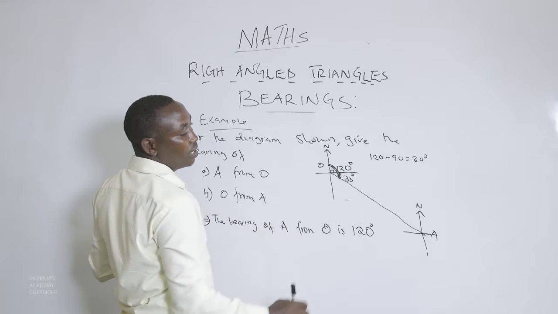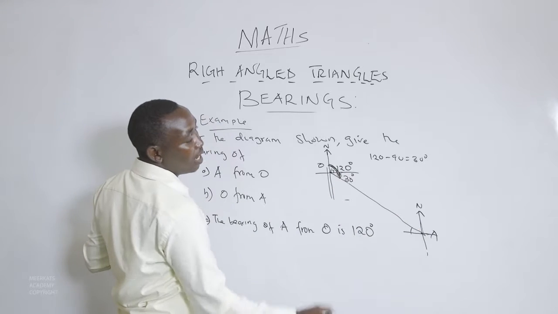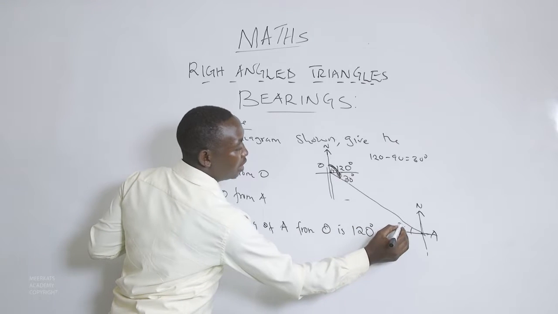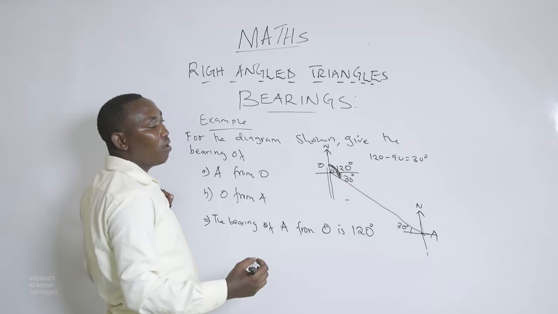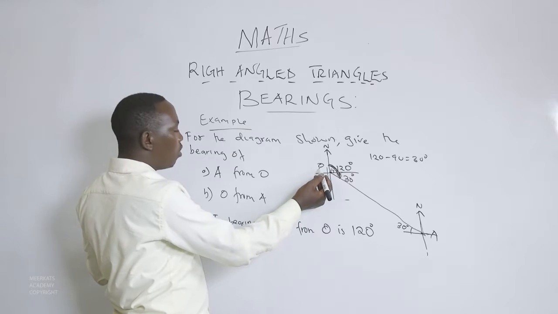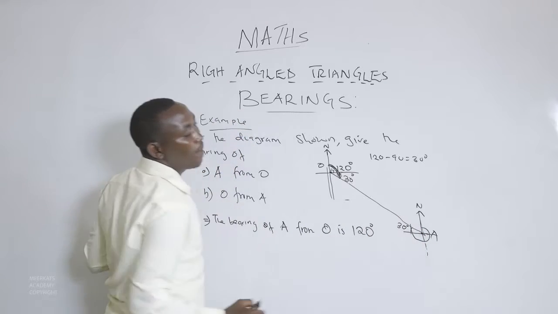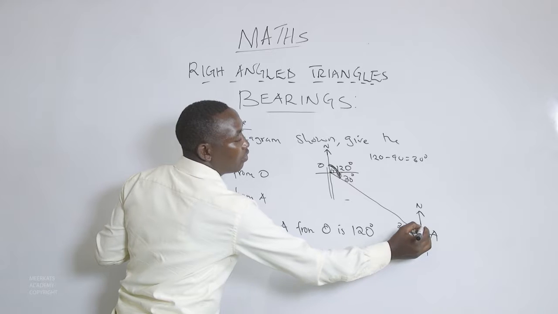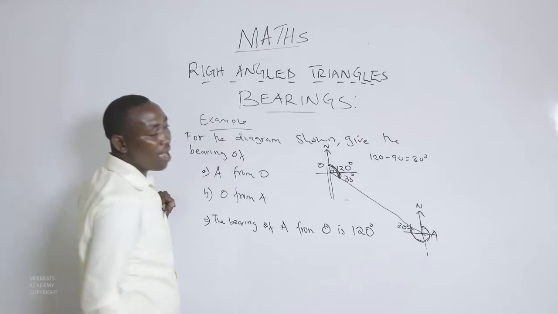And if this angle is 30 degrees, because this line and this line are parallel, this one acts as a transversal, and therefore alternate angles are equal, this angle will be 30 degrees. That means the bearing of point O from A, we said we measure clockwise, will be the whole of this particular angle. We come from this to 90 to 180 to 270, then we add the 30.